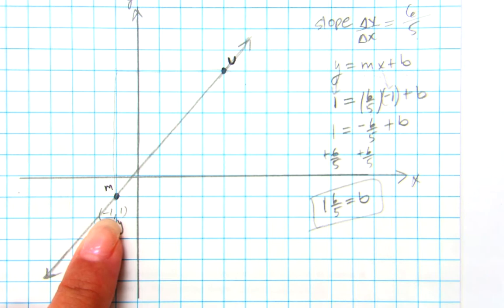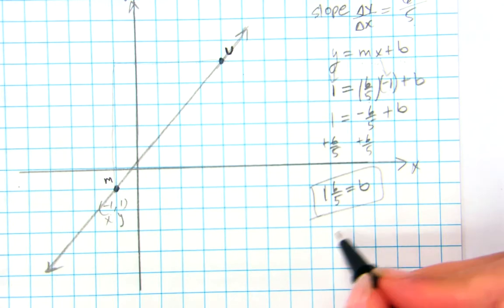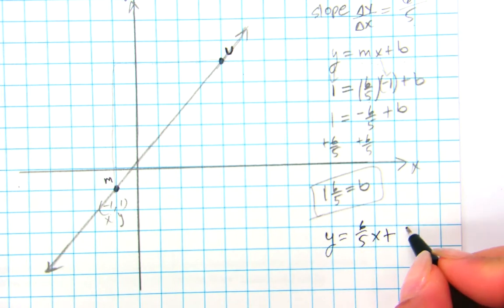And that's not your final answer, obviously, because we didn't actually write the equation of the line yet. Your final answer should be y equals 6 over 5 x plus 1 and 6 over 5.